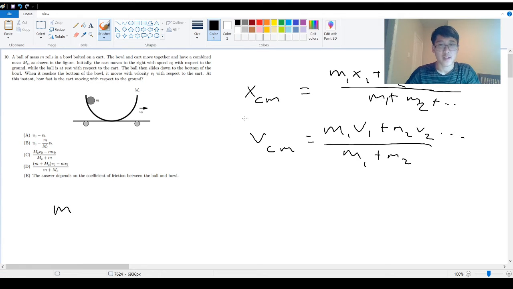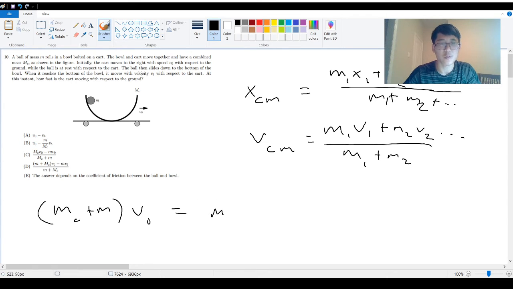The momentum is mc plus the small mass m, just the total mass, times the velocity v naught. They're both moving at that same velocity. And now what's the momentum final? Well, momentum final is what is the velocity of this m?